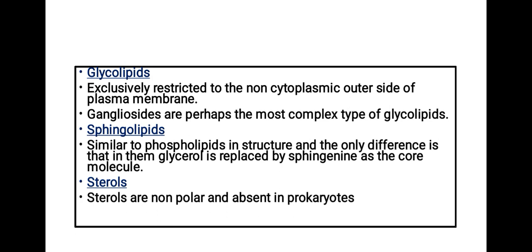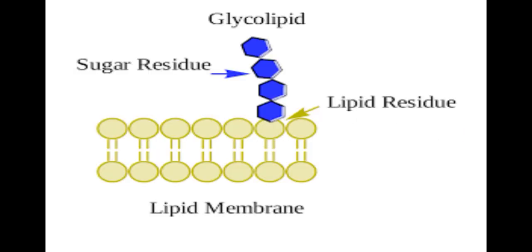Sphingolipids are similar to glycolipids in structure, and the only difference is that in them glycerol is replaced by sphingosine as the core molecule. Sterols are nonpolar and absent in prokaryotes. In a glycolipid, there are sugar residues and lipid residues attached to the lipid membrane.